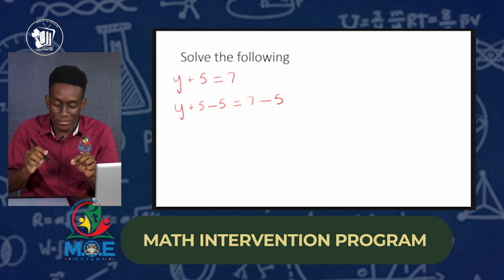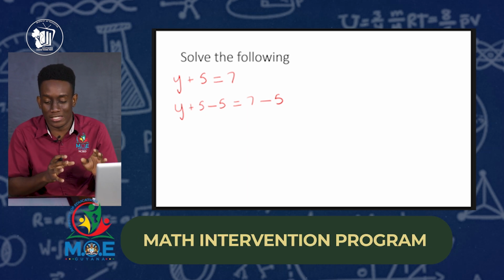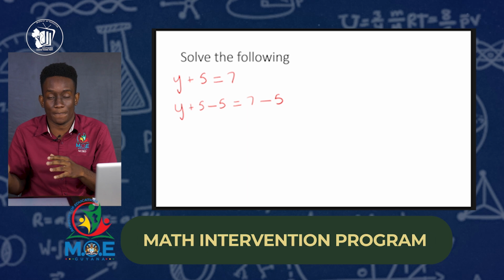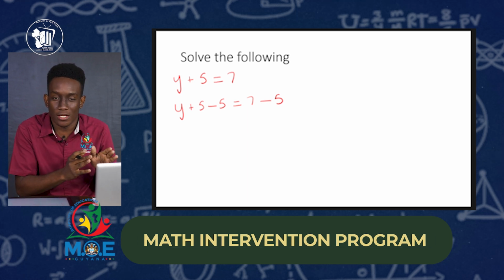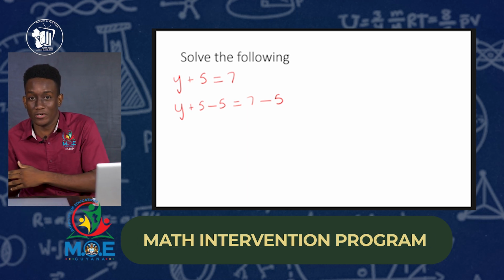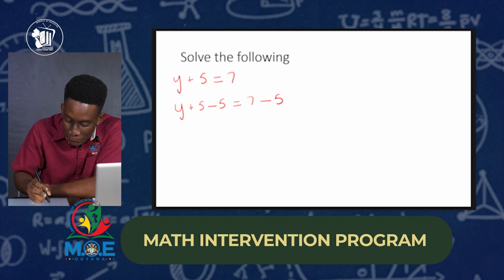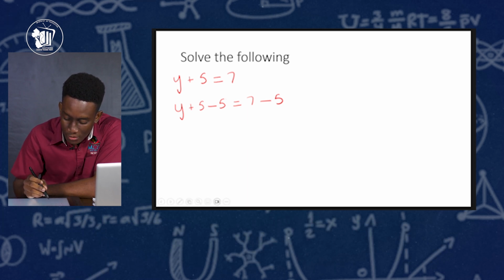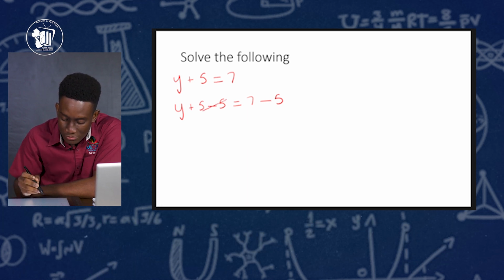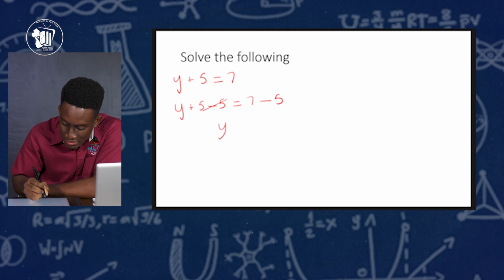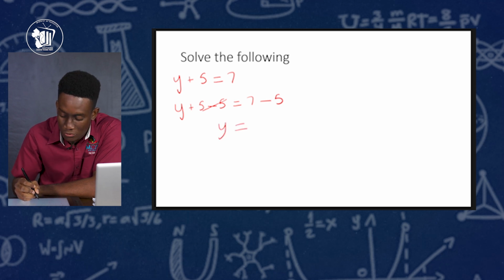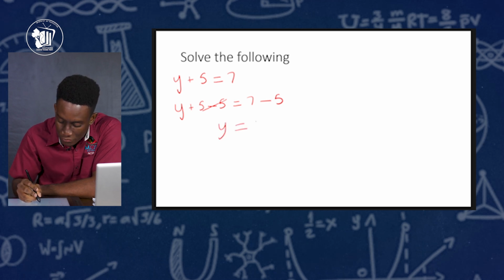So we'll have y plus 5, and we subtract the 5 on that side, and we must subtract 5 from the other side as well. So whatever we do on one side, we must do the same thing on the other side. So 5 subtract 5 will give us 0. So we'll have y is equal to 7 subtract 5, which gives you 2.